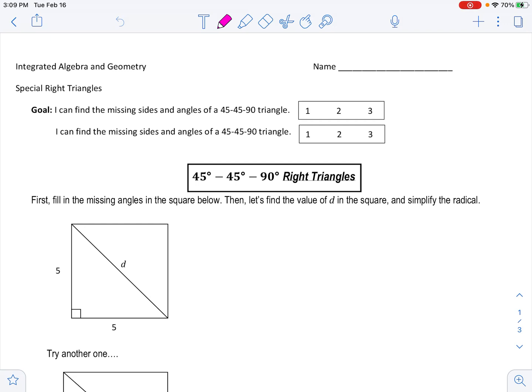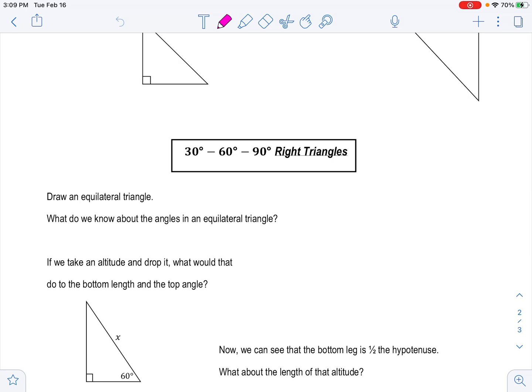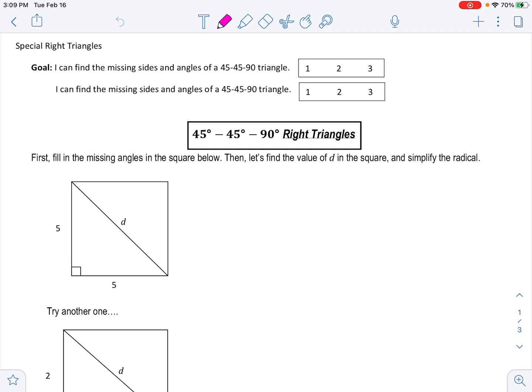All right, so this section is called special right triangles. We have two different special right triangles. One of them is called a 45, 45, 90 triangle. That's when you have two angles that are 45 and one that's 90. And then we also have 30, 60, 90 triangles. They're special because that's their angle measures, right? 30, 60, 90, and 45, 45, 90.